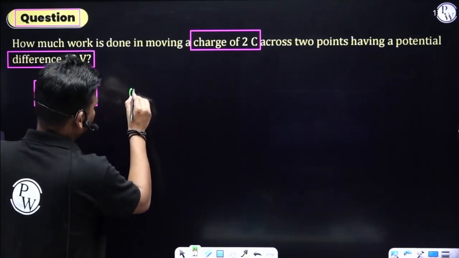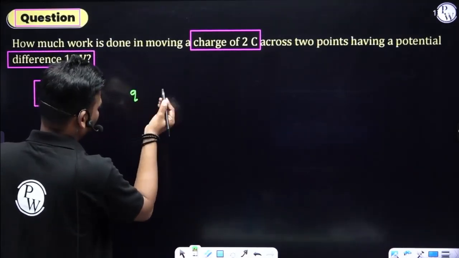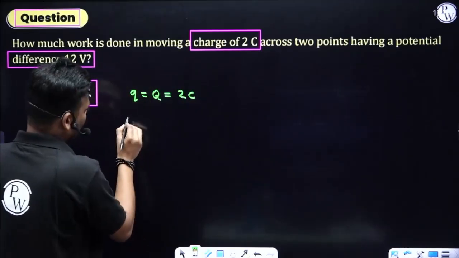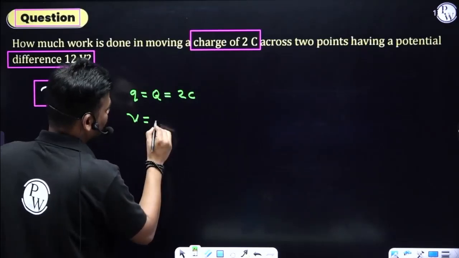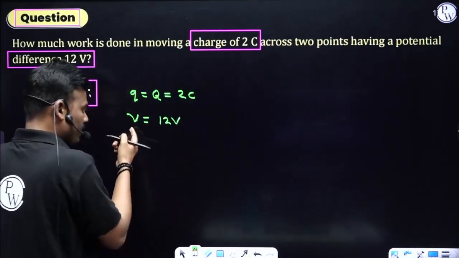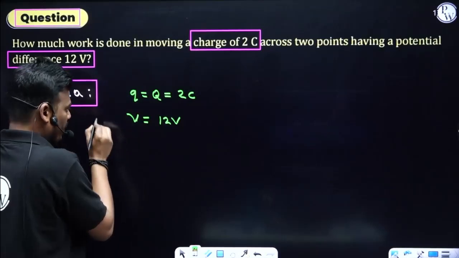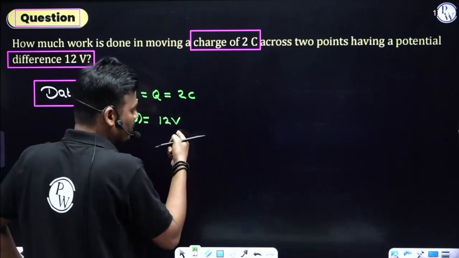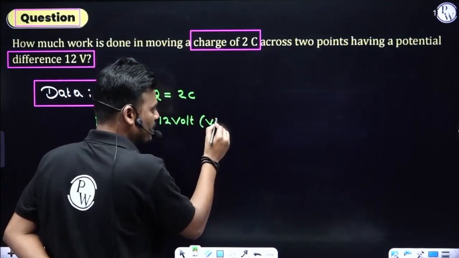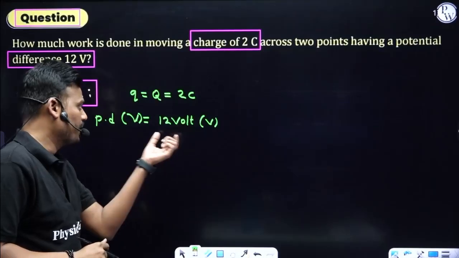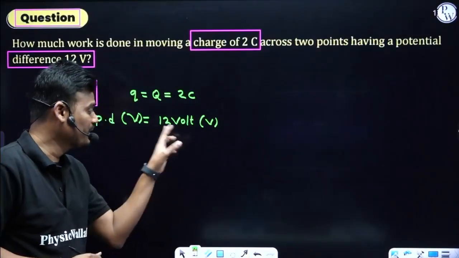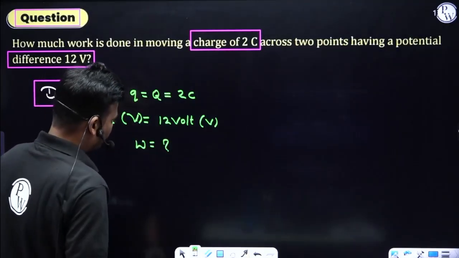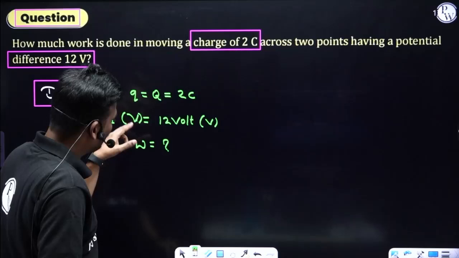So we have a charge, small letter or capital letter Q. I'll be writing both. It is 2 coulomb. And the next one, potential difference, is given by V. How much? 12 volt. This is the physical quantity, potential difference V equals 12 volt. Volt is the unit of the quantity. Both look the same, but be careful while writing the unit as well as the physical quantity. Now you need to calculate work done. First, what is the relation between this Q, V and W?